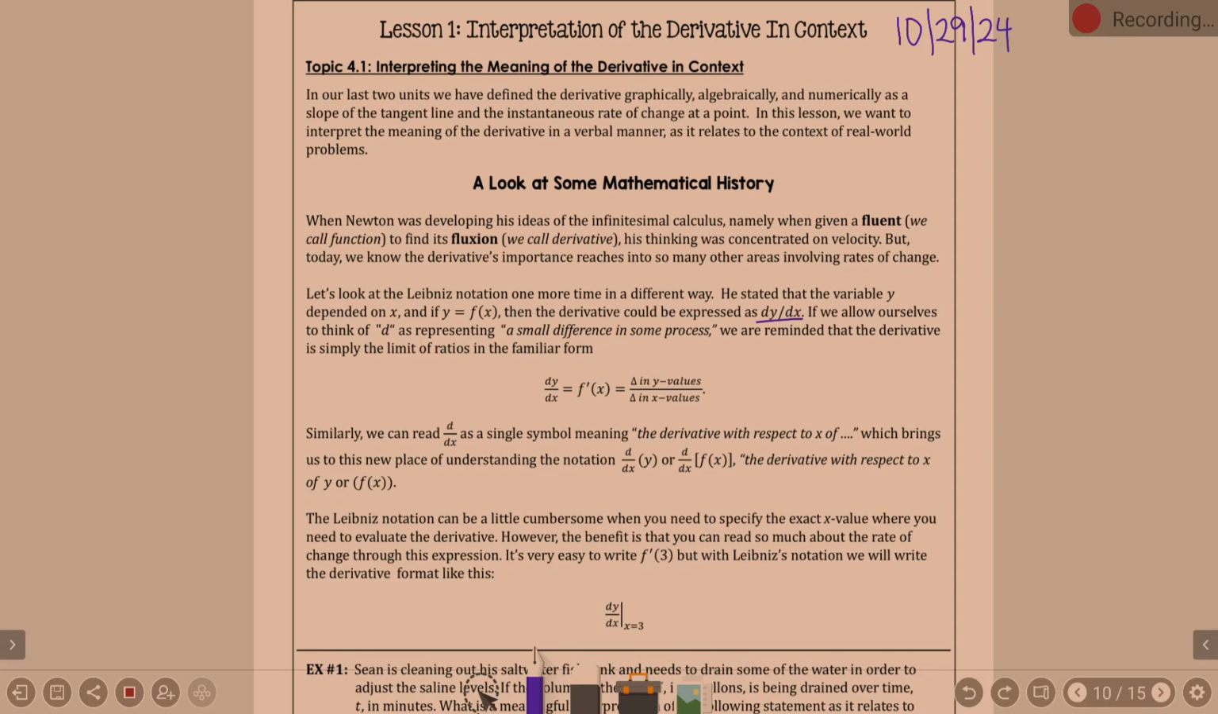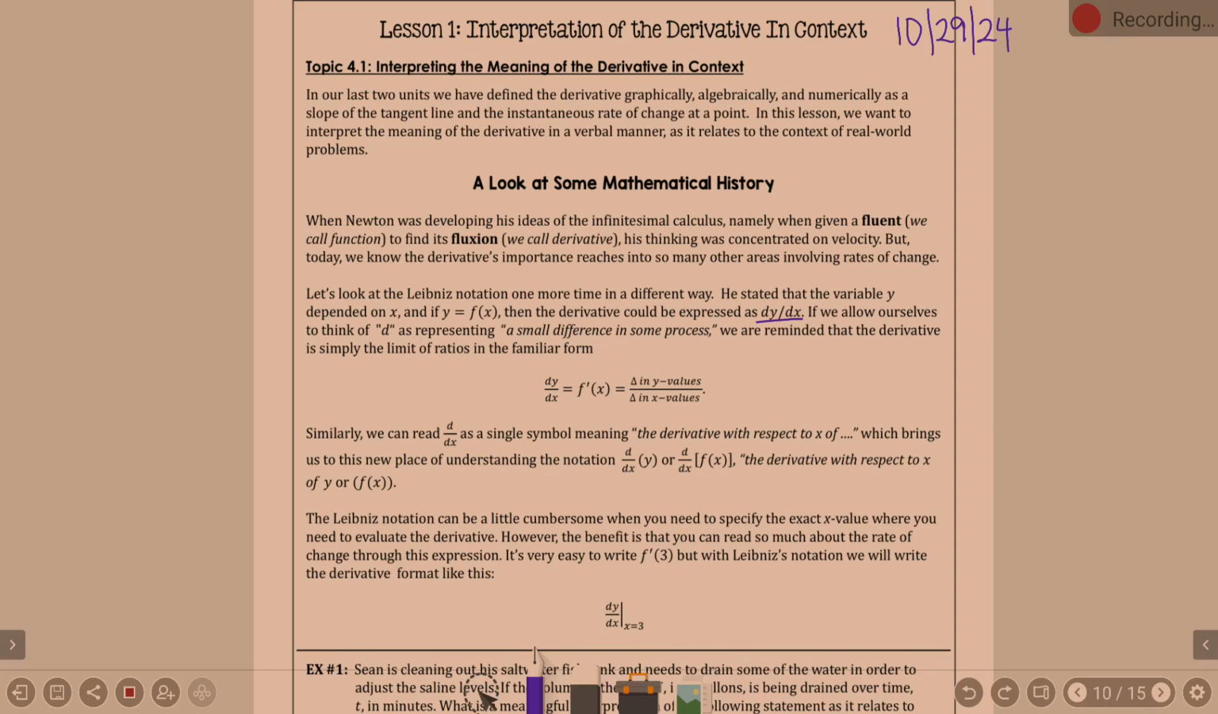Similarly, we can read d dx as a single symbol meaning the derivative with respect to x of, and that's what we'll often put in front of something. If I want to tell you take the derivative of this, I'll put d dx in front, and I'm saying take the derivative with respect to x. Brings us to this new place of understanding the notation d dx of y or d dx of f of x, the derivative with respect to x of y or of f of x.